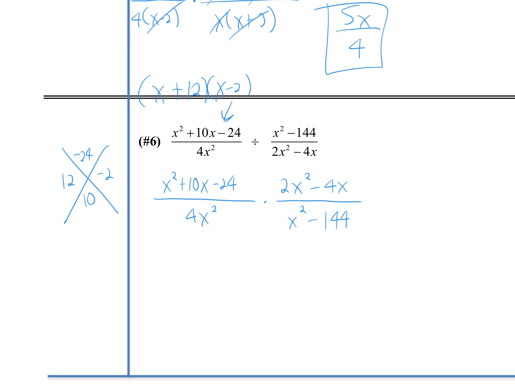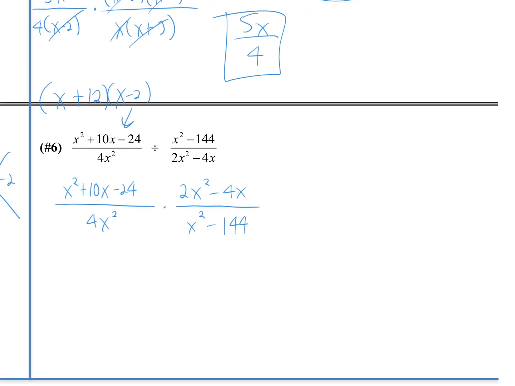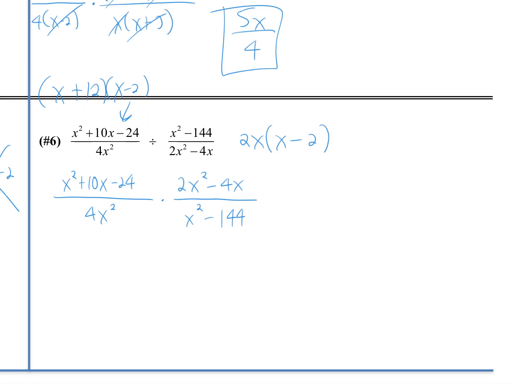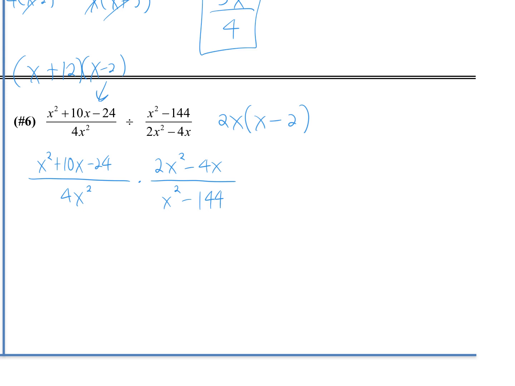All right, how about the bottom left? Can we do anything with that? No. How about the top right? Any GCF? Yep, we can pull out a 2x. We got 2x, what's left? We got x minus what? 2? Okay. All right, how about the bottom right? We have x squared minus 144. Any GCF? No. How many terms? There's 2. What's it going to be? Well, it's a difference of squares, right? So we got x plus 12 times x minus 12.